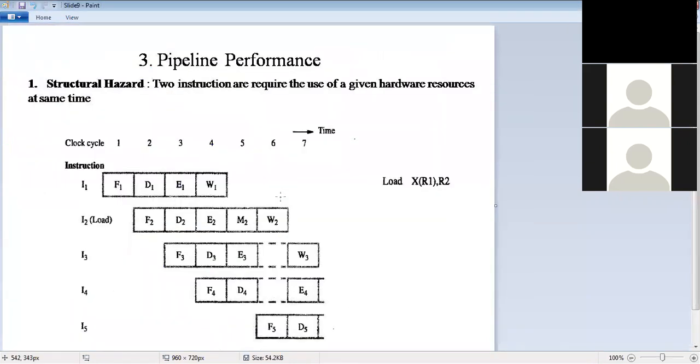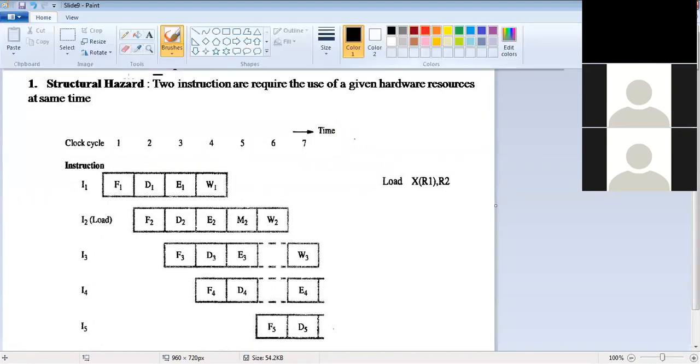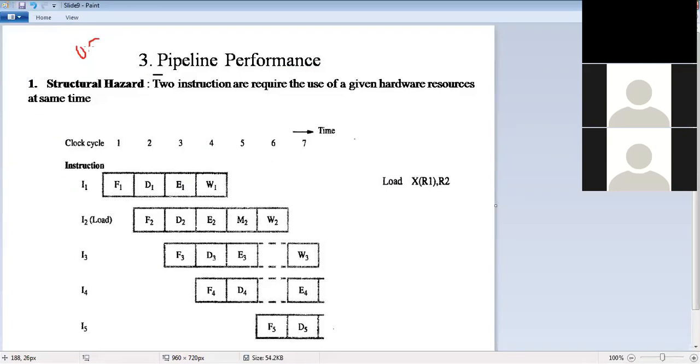So this is the last type of hazard, which is one kind of deadlock situation. You might have studied in the operating system course that if two instructions are required to use the given hardware resource at the same time, then a structural hazard will occur. So for understanding purposes, I have taken one simple example here.